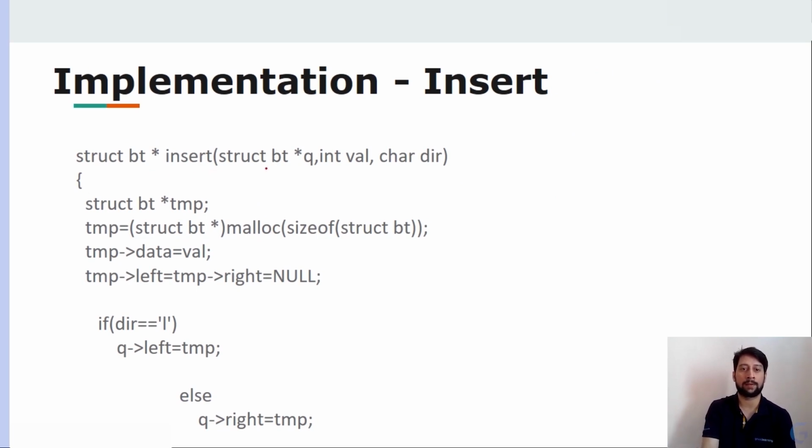Now let's see how to insert values in a binary tree. We have this insert function here, and in that function we are passing in the head, also known as the root node.